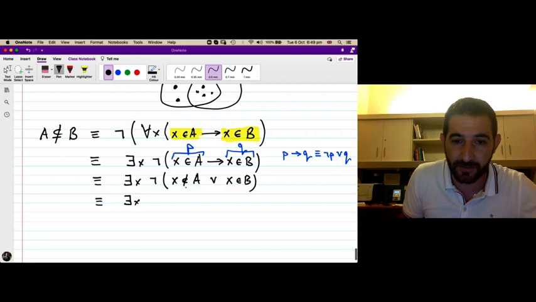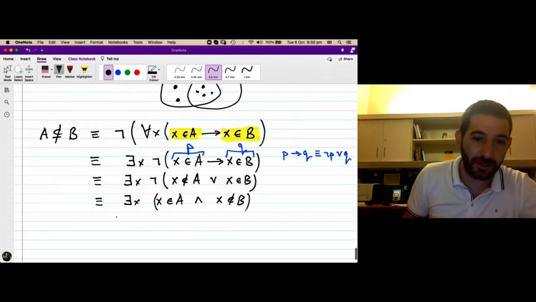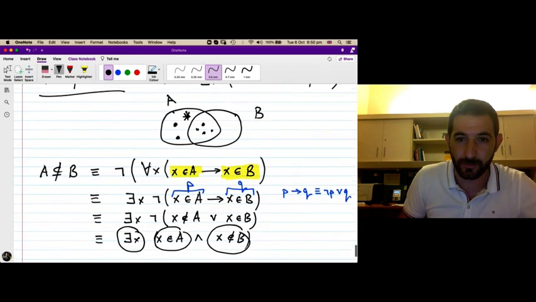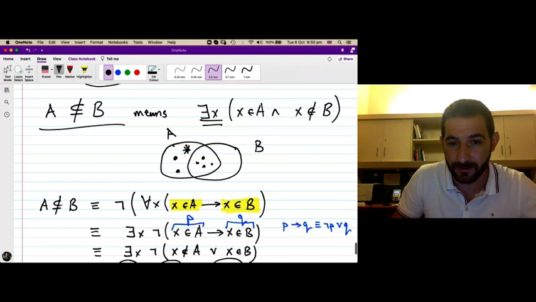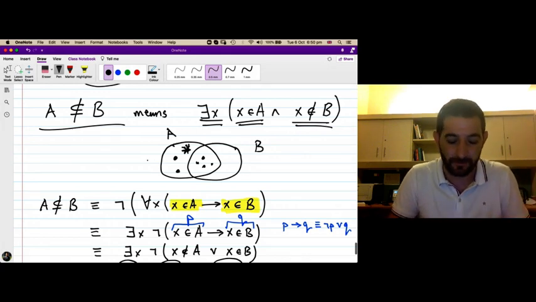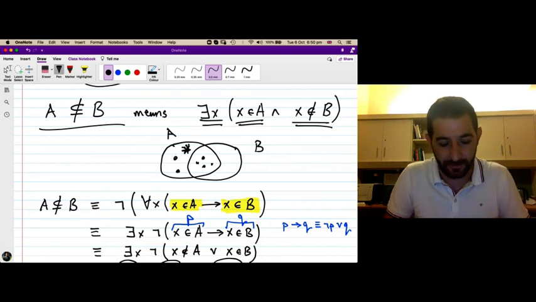So what is the negation of this? x belongs to A, conjunction, negation of this, x doesn't belong to B. Okay, see, A is not a subset of B is logically equivalent to finding some x which belongs to A and doesn't belong to B. And this is what we wrote here. So you find an x, here it is star, which belongs to A and doesn't belong to B. In this case, A is not a subset of B, because not every element of A is also an element of B.